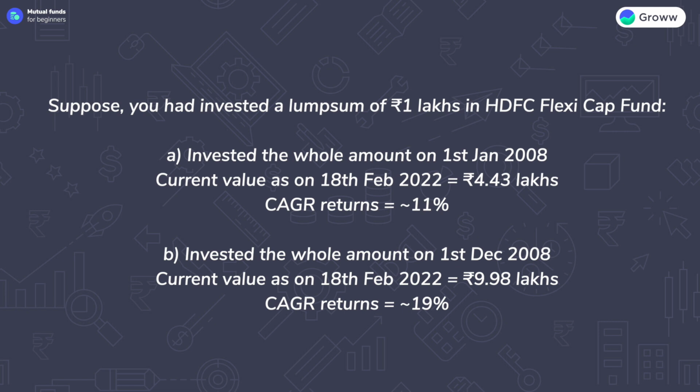Now, let's see if you had invested the same 1 lakh rupees on 1st of December 2008. Then as of 18th of Feb 2022, the value of your portfolio, or that 1 lakh, would have been about 9.98 lakhs with a CAGR of approximately 19%. Now, looking back it makes sense, but how would we have guessed the market bottom at that particular point in time? So in this case, had we followed the STP strategy, then what would have happened?